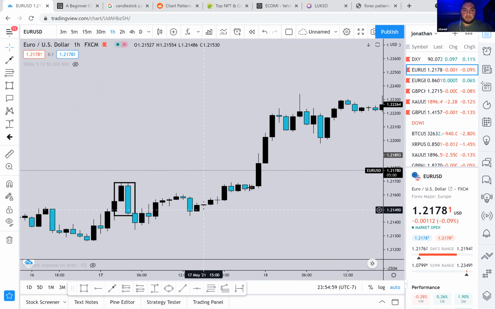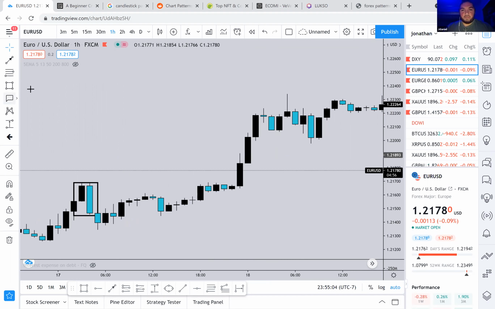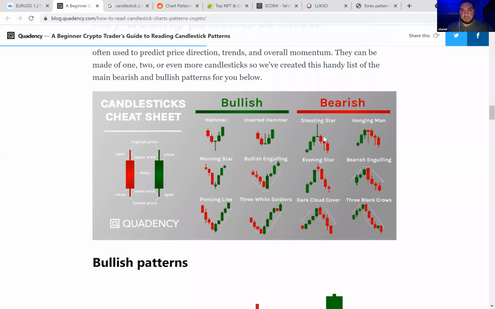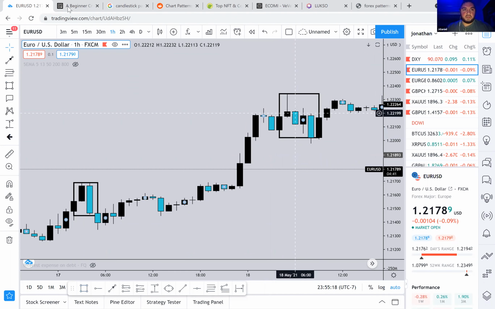Then we have, I don't remember, guys. We got like a hammer here, not a hammer. What is this gonna be? This is gonna be a shooting star. So this is like a shooting star here. It's not the best one, but you can kind of see where it's bullish, and then the star comes back down, and the next one is bearish.